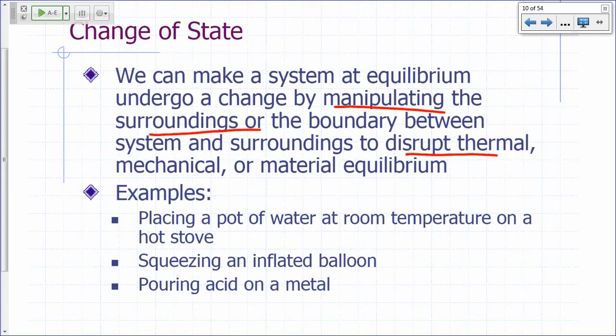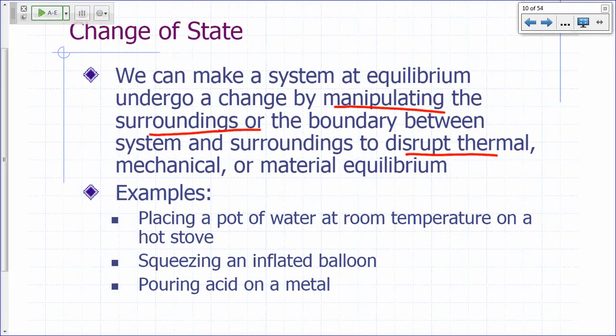What happens to the pot of water if you put it on a hot stove? Temperature increases, right? So there's going to be a change in the water. By changing the surroundings of your water, you cause a change to occur in the water. The temperature goes up. What if you have an inflated balloon? What happens if you squeeze it? What are you doing? You're increasing the external pressure. And by doing that, the wall between your system and the surroundings moves.